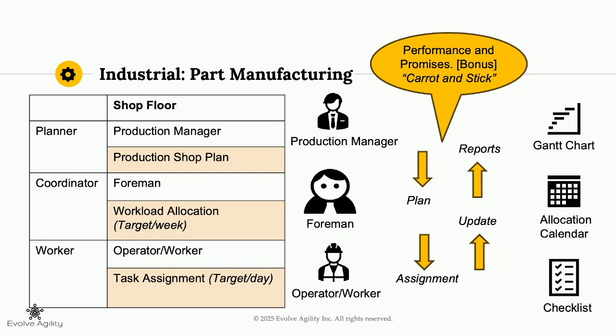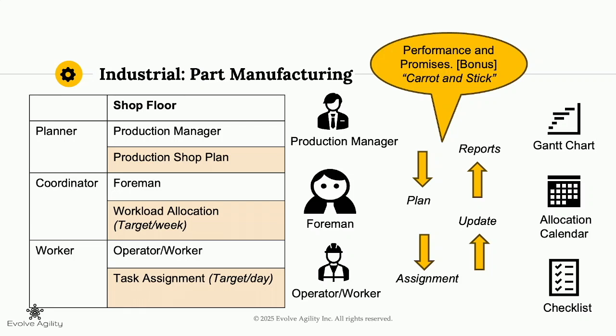The history of the Gantt chart comes from part manufacturing. Now I'm going all the way to early 1900s. In a shop floor, you had a planner. The planner was called the production manager. They would create a production plan for the shop. There would be a foreman who is the coordinator, and there will be a worker or an operator sitting on a machine operating to generate widgets. The shop floor will have a plan of generating, let's say, 10,000 widgets per month.